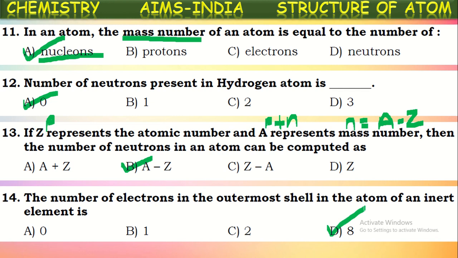I think you know about helium. Helium is also one of the inert elements, but it has only 2 electrons in its outermost shell, that is in the first shell. So except helium, all remaining noble gases or inert elements have 8 electrons in the outermost shell. So the most predominant answer here is 8, because it is a single correct answer type question. 2 is only applicable for helium.